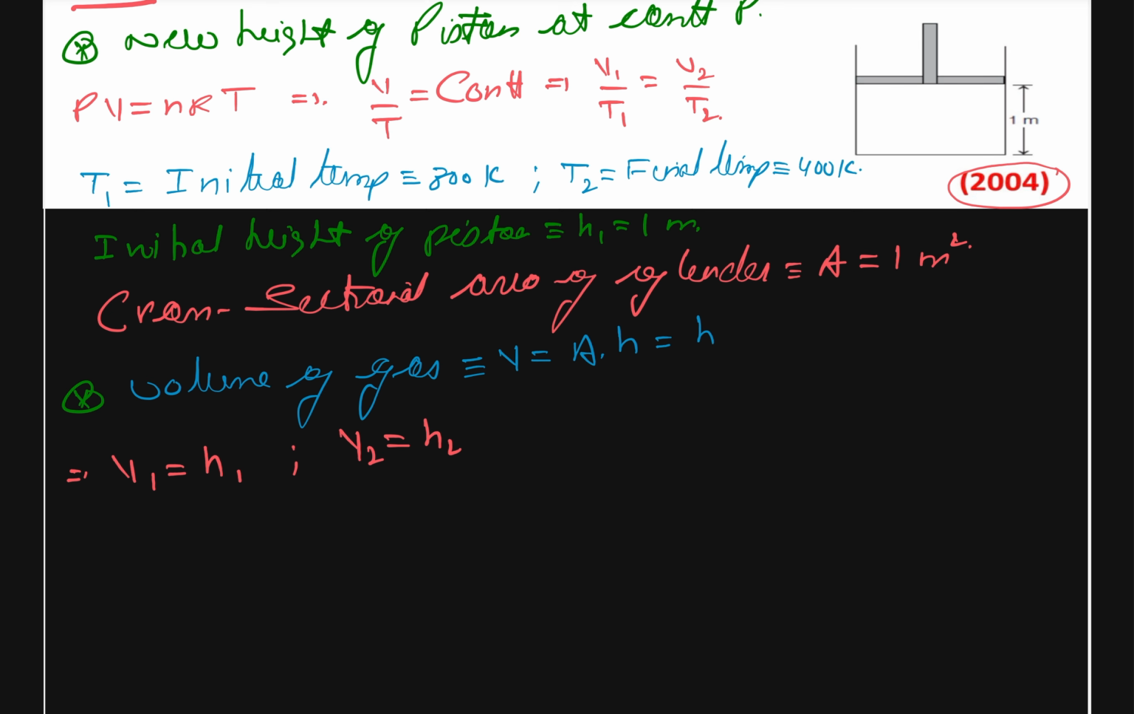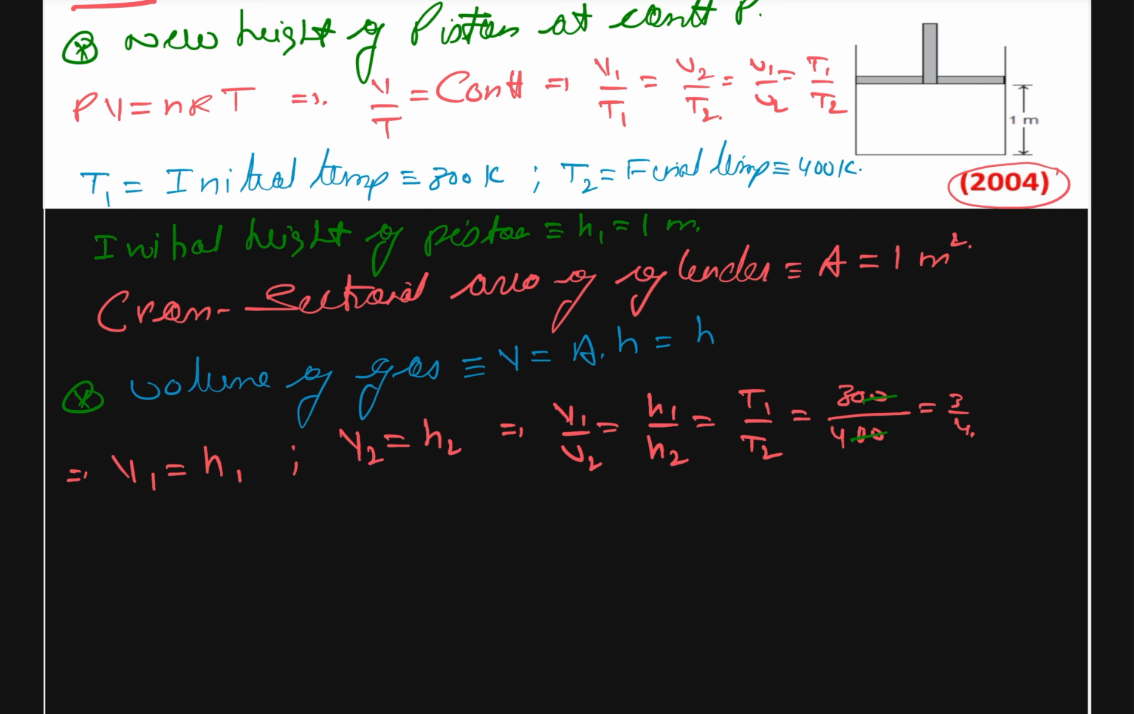And we can find out the ratio. So we can say V1 upon V2 is equal to H1 upon H2. And V1 upon V2 is equal to T1 upon T2. We can write it from here. So this comes equal to T1 upon T2. And T1 is our 300 and T2 is our 400. So this 0 goes away and this comes as 3 by 4.